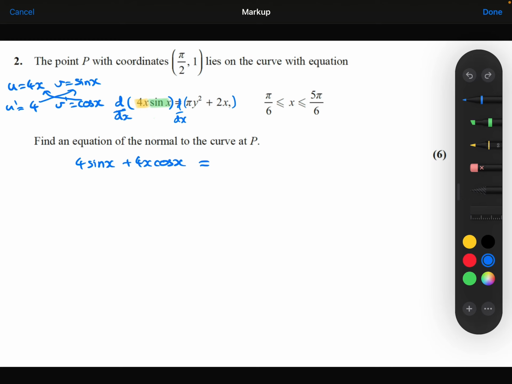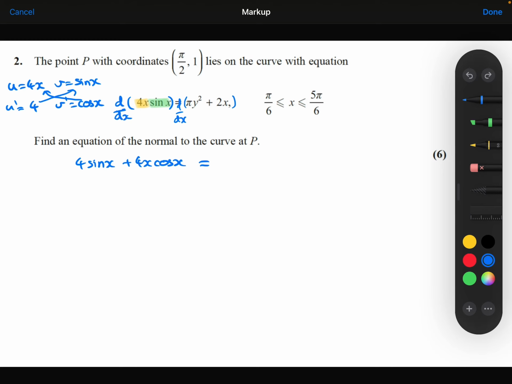Let's look at the right-hand side now. Now we've got two separate terms. We've got the pi y squared and we've got the 2x. So we can differentiate them separately. The pi y squared, now that's obviously a y function. So I'm going to differentiate that with respect to y and then multiply it by dy by dx. That's how we do implicit differentiation.